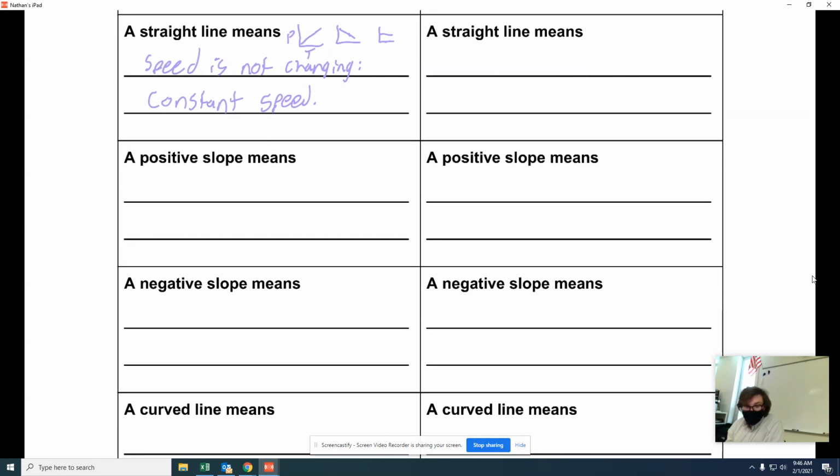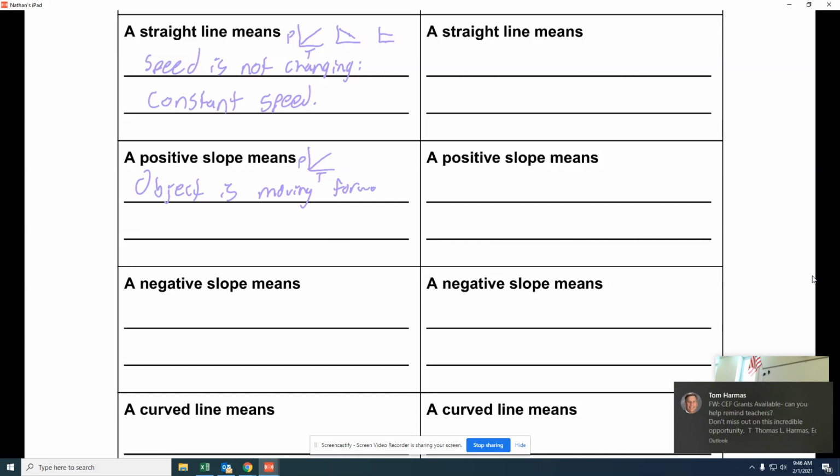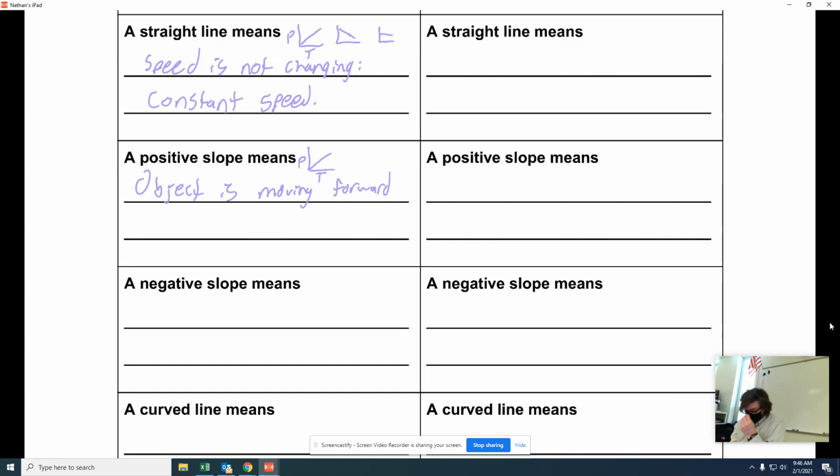Let's look at positive versus negative slopes. So if I have a positive slope, that means my line is increasing. In this instance, my object is moving forward. So if my object is moving forward, this also means that I have a positive velocity.